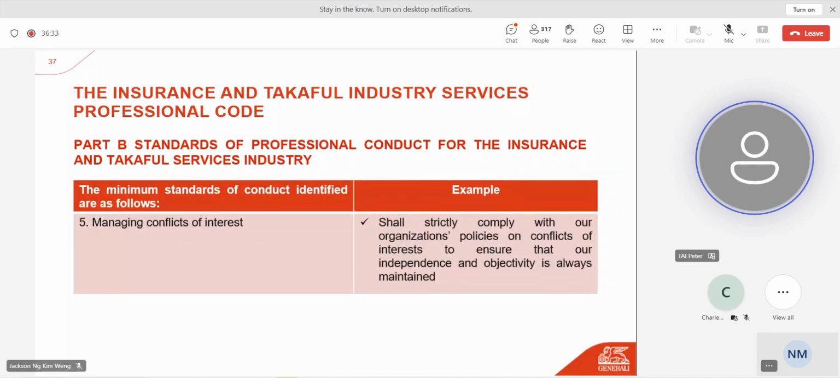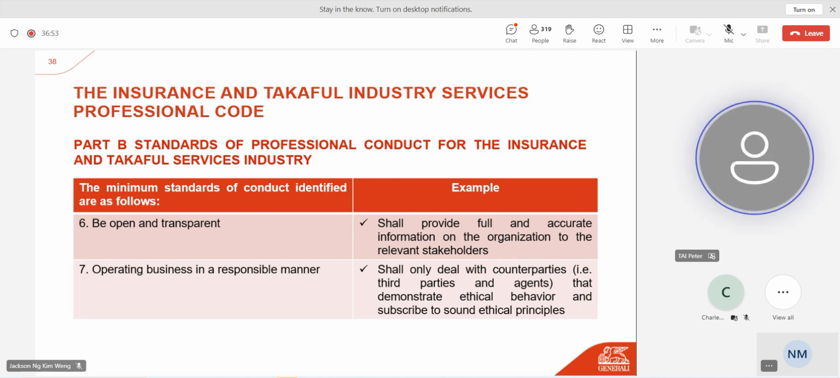Managing conflict of interest. I've already mentioned this. Again, whatever business you do, always make sure to let us know if you have any form of conflict of interest in your business dealings. Next, item 6.